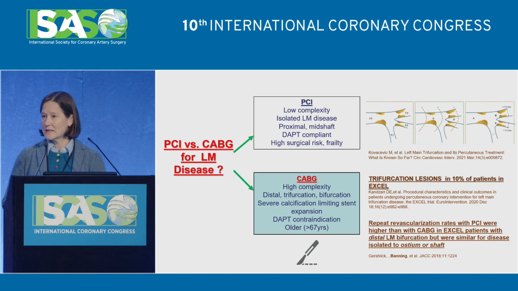CABG in high complexity, although as I told you, it's a class 1 recommendation for any complexity of left main disease for CABG. Distal, trifurcational, or bifurcational lesions. If the calcification will be difficult to stent, the stent expansion is limited, and only our cardiology colleagues can tell us that. If there's a DAPT contraindication, and sometimes if the patient is older and less likely to benefit from the longer term benefits of repeat revascularization with CABG.